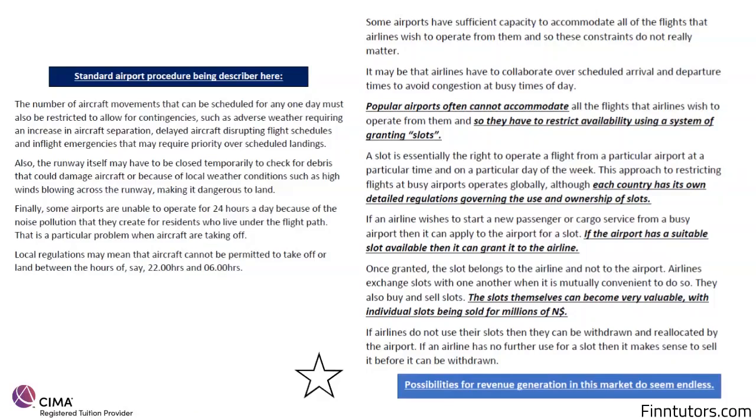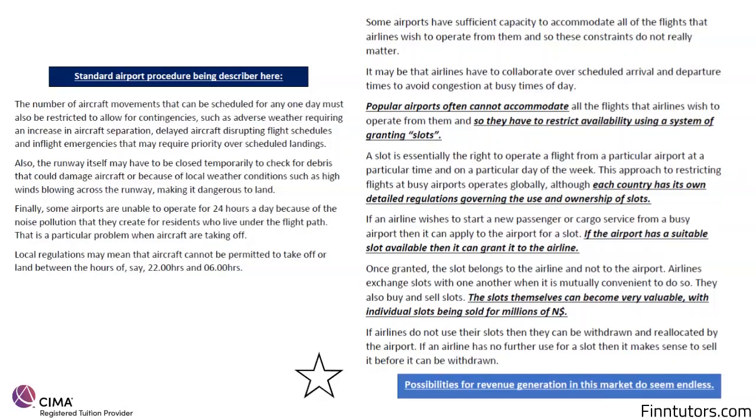Some airports have sufficient capacity to accommodate all of the flights that airlines wish to operate from them. It may be that airlines have to collaborate over scheduled arrival and departure times to avoid congestion at busy times of the day. Popular airports often cannot accommodate all the flights that airlines wish to operate from them, and so they have to restrict availability. For example, let's say 30 planes want to get down at 8:30 in the evening exactly. Do you think it's going to be possible even for a big airport?